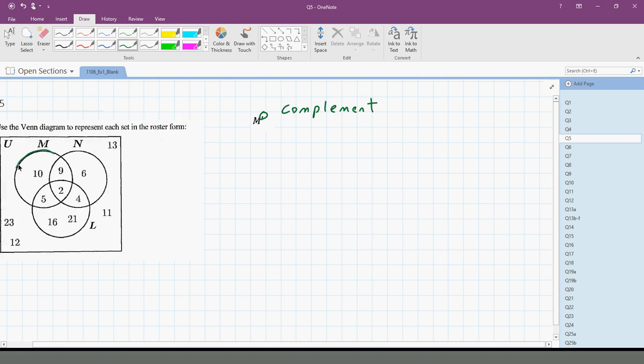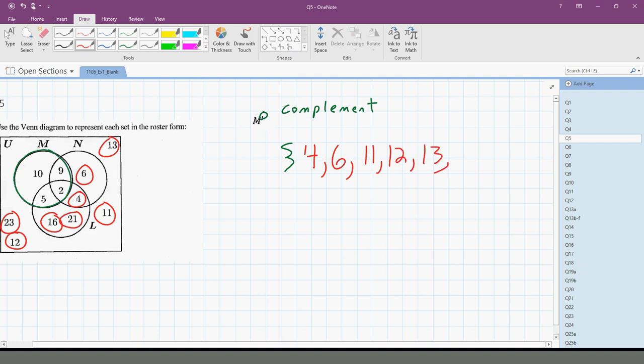So if you look at this circle over here, this is M. Everybody inside my green little circle over there is an M. So what we want is everybody that is not an M. That would be the 13 up here, the 6, the 4, the 11, the 21, the 16, the 23, the 12. We're going to list all those numbers out. You can list them in any order you want, just as long as you give me all 8 of those numbers. I always put them in order because that's just me. So you've got 4, 6, then 11, 12, 13, and then 16, 21 and 23. That represents the complement of M. Cool beans? Moving on.